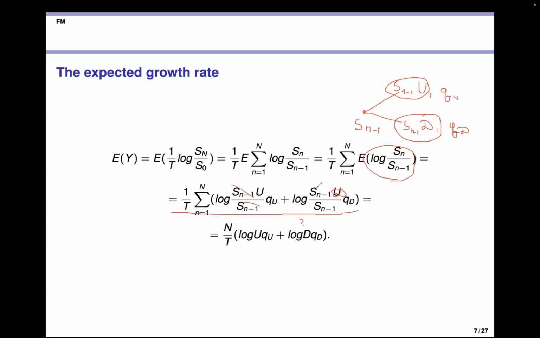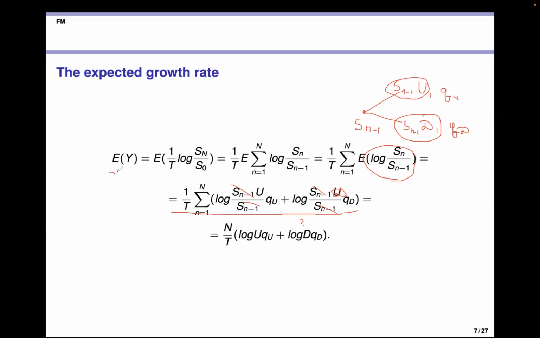After that, we can cross this and this. So we have log u qu plus log d qd. But you see that I don't write sum. Why? Because our addition doesn't depend on n, so we don't need to write it. It is the same value plus the same value, and it repeats n times. So it is just n multiplied by this expression.